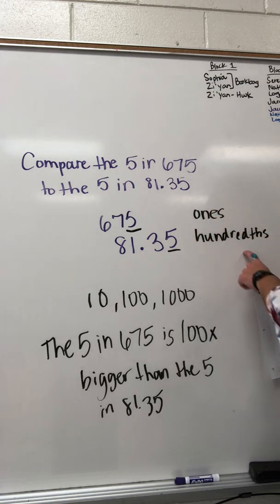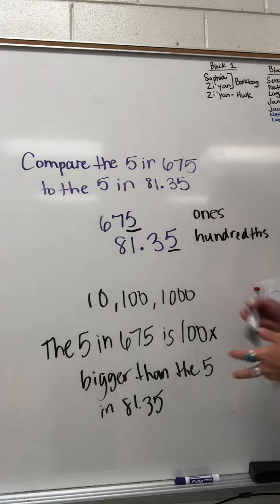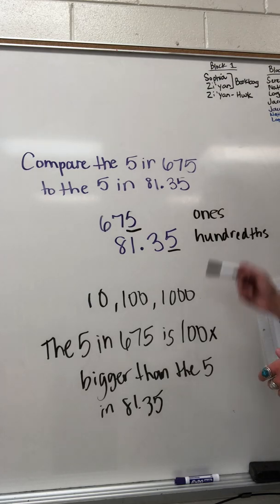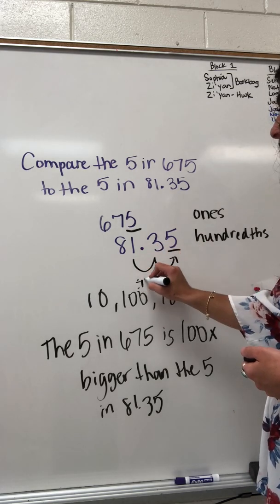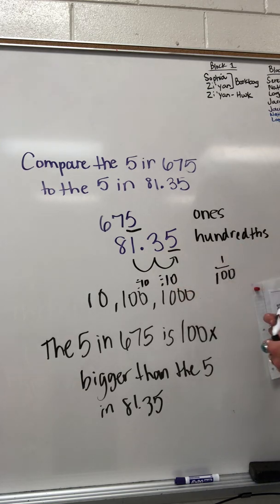Well, in this case, hundredths is smaller than ones, so I know my answer is going to be in fraction form. So my answer would be the 5 in 81 and 35 hundredths is 1/100th of the 5 in 675. And how I get that is because every time I move to the right, I divide by 10. My answer would be 1/100th in that case.